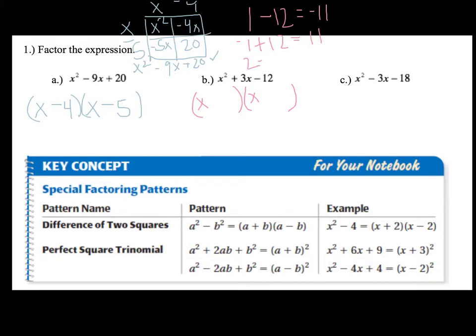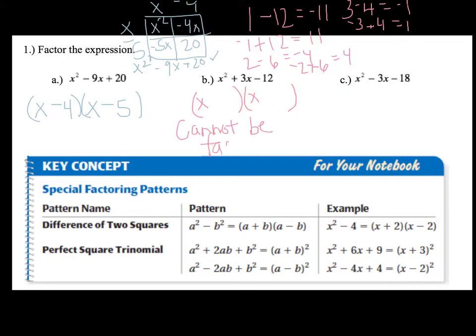I could do 2 and negative 6, but that's negative 4. I could do negative 2 and positive 6, but that's going to give me 4. I could do 3 and negative 4, but that gives me negative 1. I could do negative 3 and positive 4, but that gives me 1. So I've run through all of my possible factors that would multiply to negative 12, but none of them add up to the required 3. So what this leads me to conclude is that this cannot be factored.